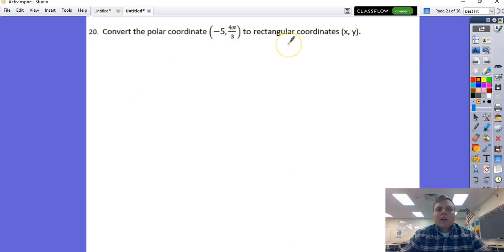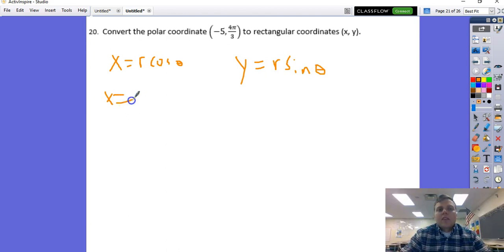Problem 20. Convert the polar coordinate negative 5, 4 pi over 3 to rectangular coordinates, okay? So you should remember that x is equal to r cosine theta, and y is equal to r sine theta. Alright? So it tells me that if this is a polar coordinate, that means this is r and this is theta. So then it's just negative 5 cosine of 4 pi over 3.